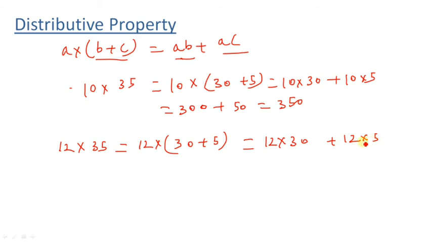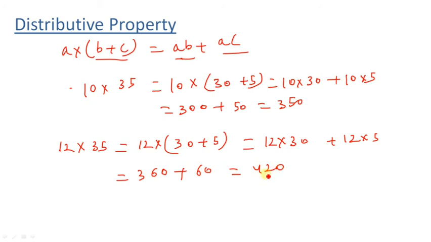Now it will be equal to 12 into 30. You know 12 into 30 means 12 into 3 is 36 and 0 will be added. So 12 into 30 is 360 plus 12 into 5 is 60. Now the result will be 420. So in this way distributive properties are used while doing different calculations. Okay.